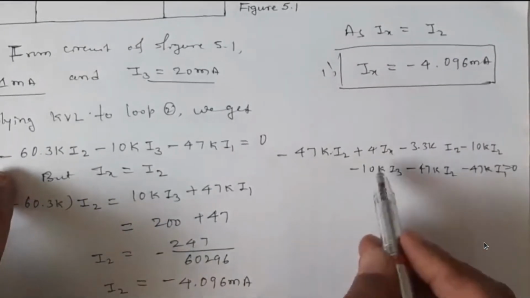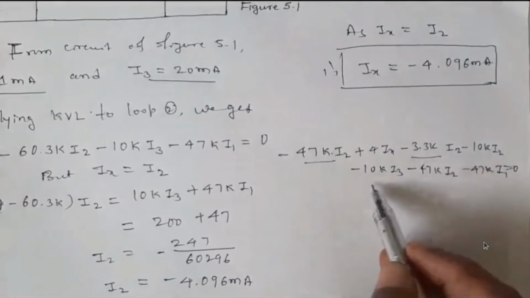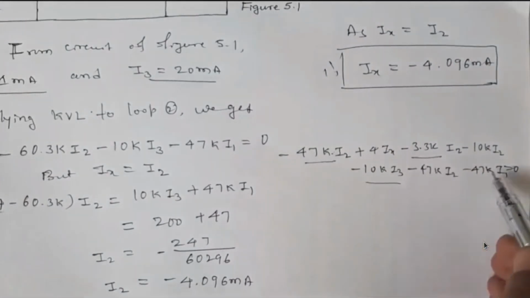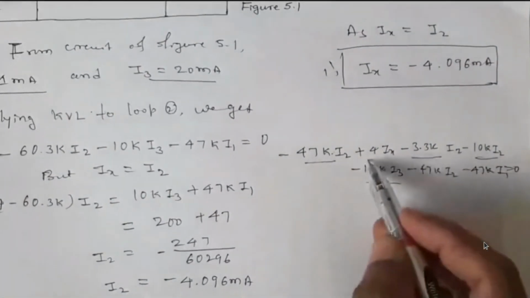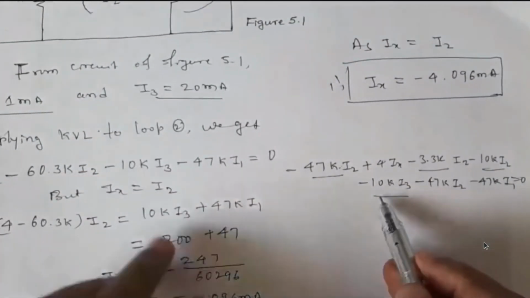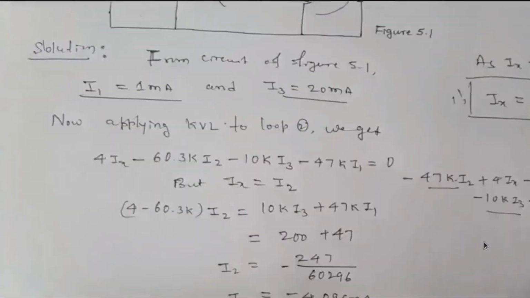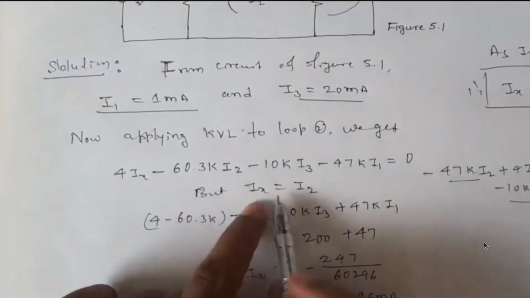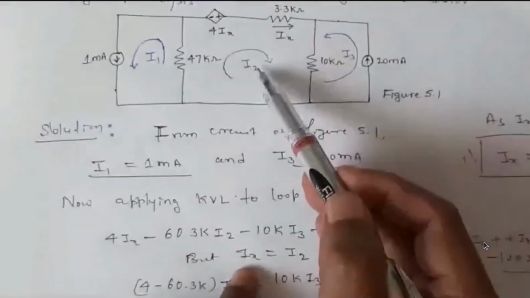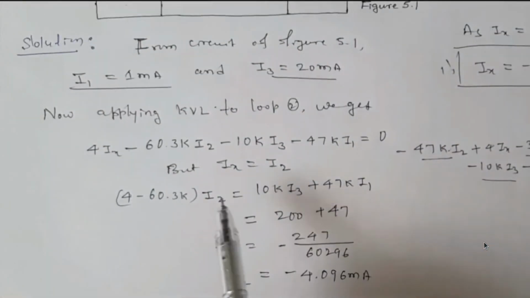Okay, so 4Ix and 47k, this is 3.3k and this is 10k. Sorry, here this is 10k. So if you add all this, you will get minus 60.3k I2, minus 10k I3 and minus 47k I1. I have written it directly, and here substitute the value of Ix, because Ix is equal to I2. So we got the equation only in terms of I2, I3 and I1.